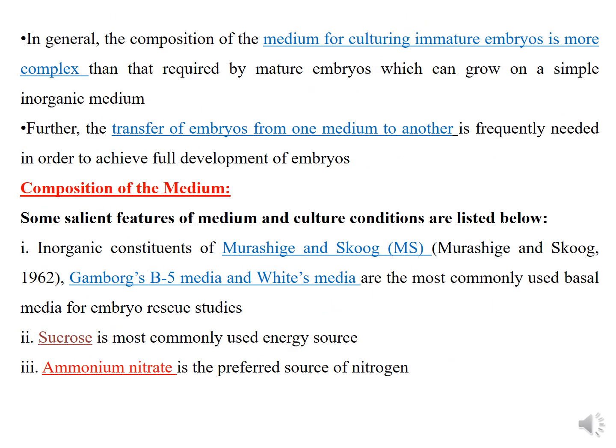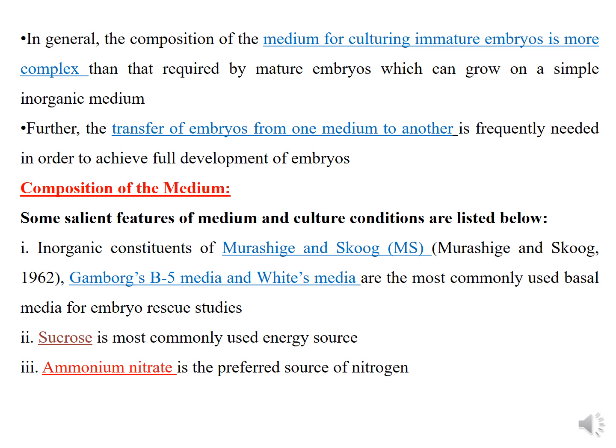Now the composition of the medium for culturing immature embryos. Immature embryos require a lot of nutrients because the embryo is not yet matured, so the nutrient medium is highly complex, whereas for mature embryos it is a simple medium. Transfer of embryos from one medium to another while growing immature embryos is essential because the nutrient requirement is different for each stage.